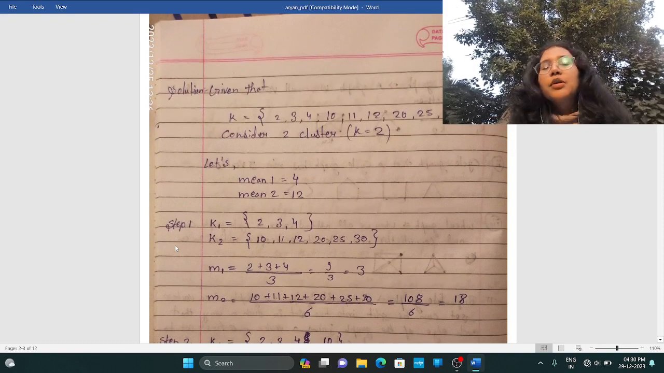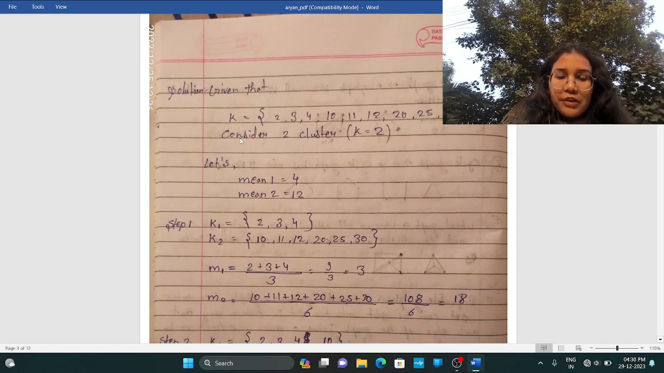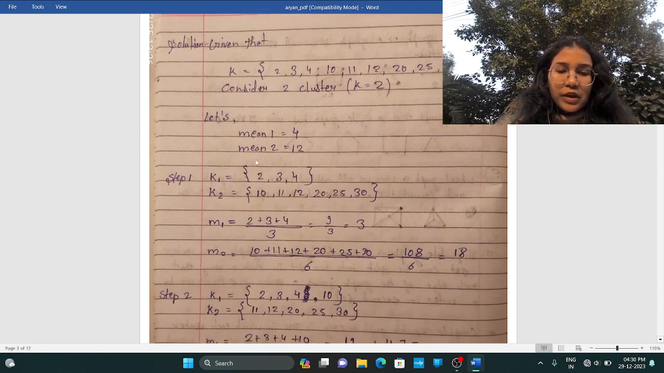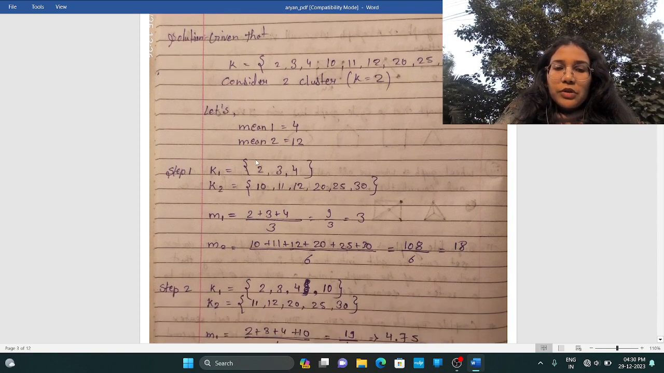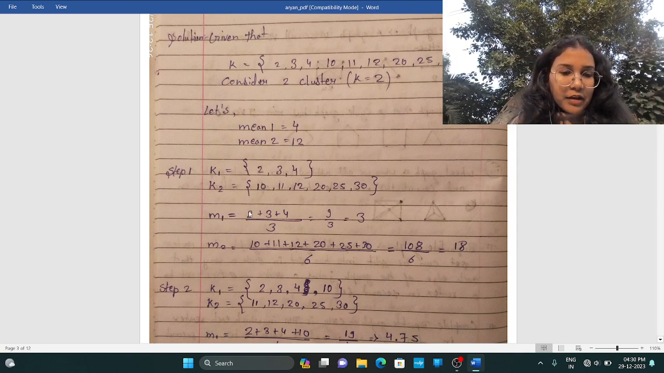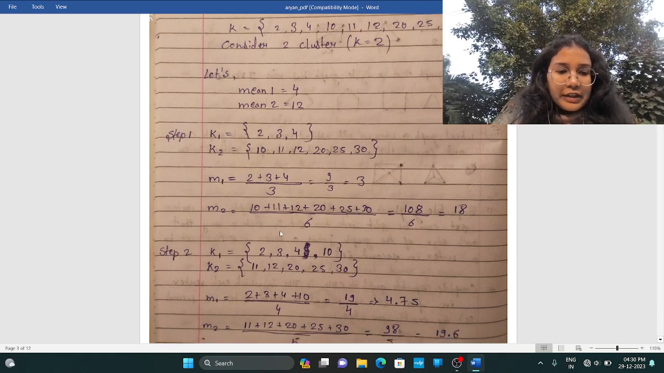Question number 1 solution: we are given the set 2, 3, 4, 10, 11, 12, 20, 25 and 30. Consider two clusters, k equals 2. Let mean 1 equal 4 and mean 2 equal 12. Step 1: K1 equals 2, 3, 4 and K2 equals 10, 11, 12, 20, 25, 30. M1 equals the mean of K1 and M2 equals the mean of K2. We get M1 equals 3 and M2 equals 18.